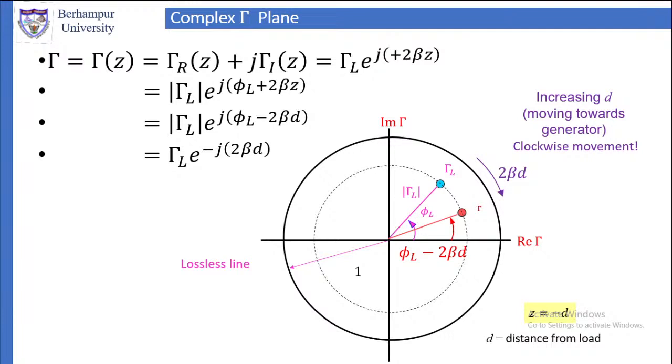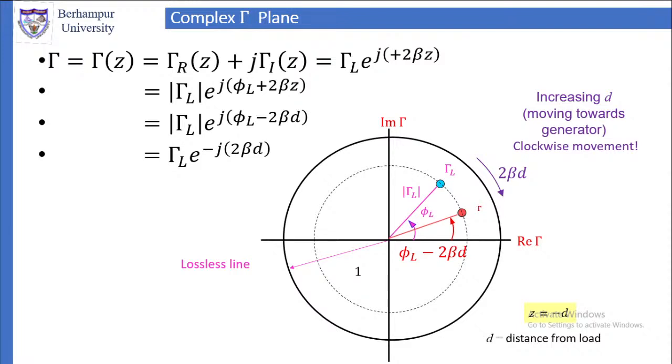Now if we try to plot that on the figure, or if we try to draw this gamma on the complex plane, then what we will do is, first we will take absolute gamma L from the origin, and draw a circle of radius absolute gamma L. So everywhere on the circle the gamma can be available, at any point.